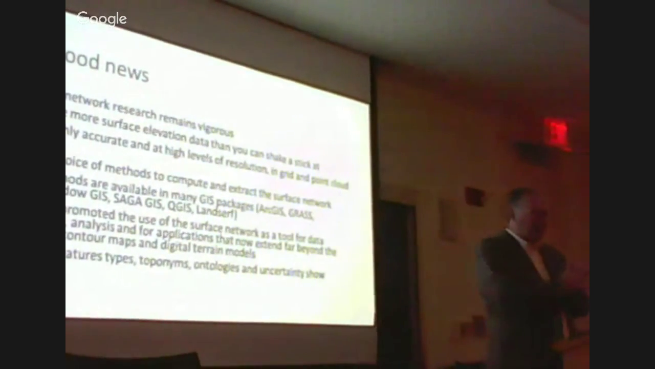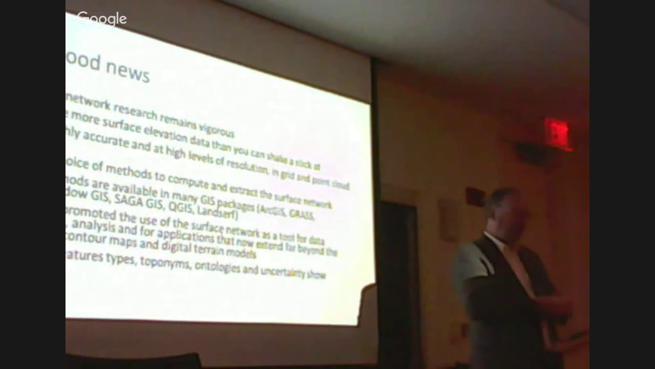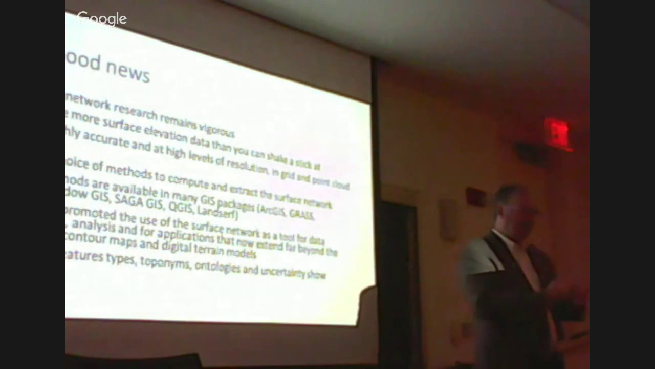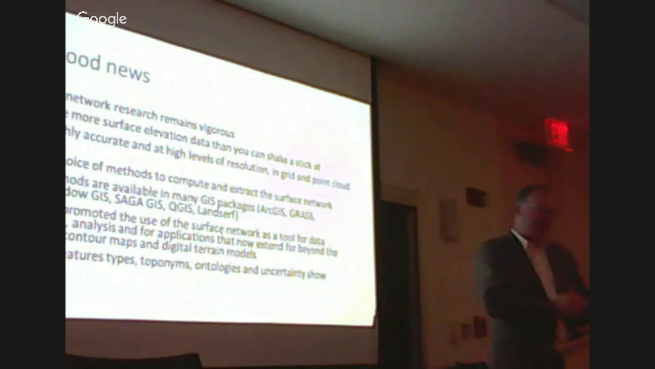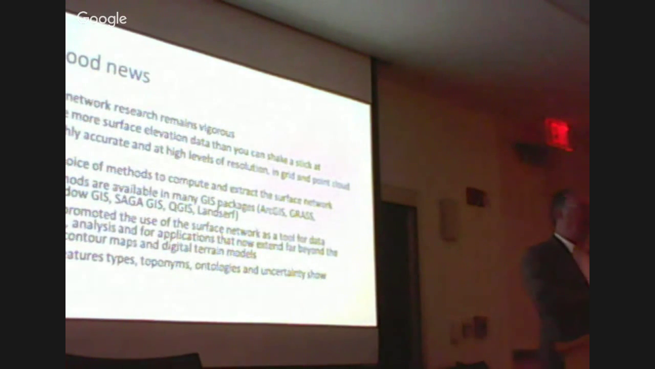The methods are available now in many GIS packages. They're contained in ArcGIS, in particular the ArcHydro module, within GRASS, which has some very good implementations, MapWindow, SAGA, QGIS, Landsurf. I know you've used many of those. It's promoted the use of the surface network as a tool for data modeling, analysis, and applications that now extends far beyond the realm of computer maps and digital terrain models. So the National Hydrography Dataset, for example, uses this idea of nested watersheds. Each surface facet is classified as a watershed and then sub-classified depending upon the branching network; that is how the NHD data set was constructed and coded.